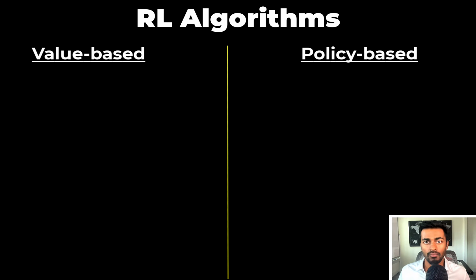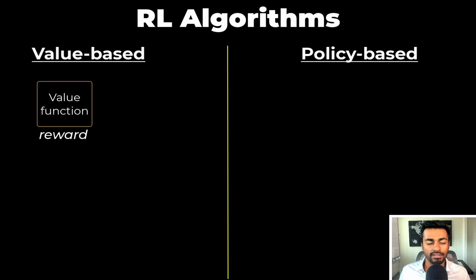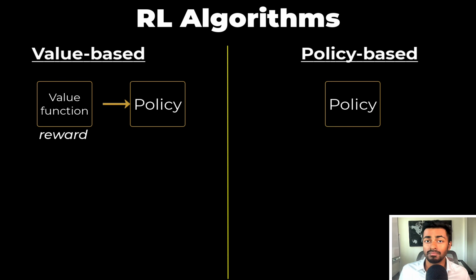This can be done in multiple ways, and so we can subcategorize reinforcement learning algorithms into two main parts. One is value-based methods, and the other is policy-based methods. Value-based methods will determine a value function that quantifies the reward, and using this value function, we determine an optimal policy. Policy-based methods will determine an optimal policy directly. And by optimal policy, it is the policy that maximizes the total reward.